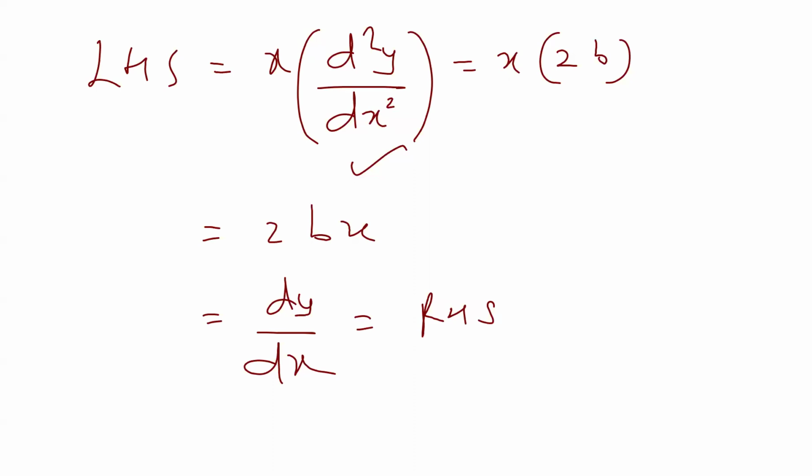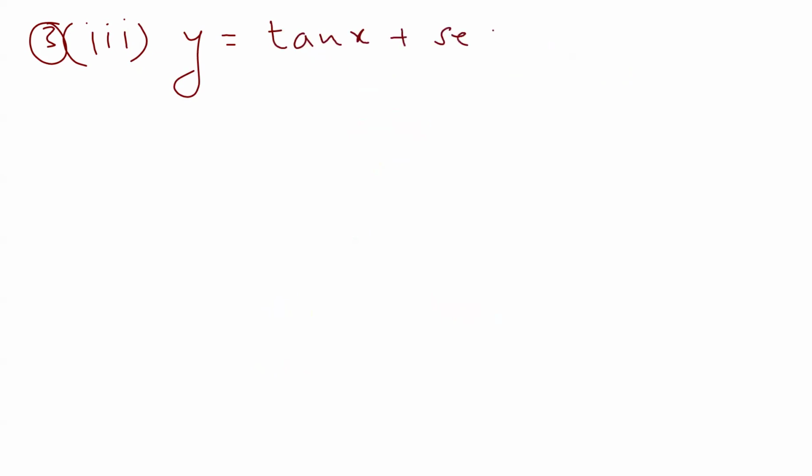So let us start with 3 sub question 3. Okay, just take a look at the problem. y is equal to sec x tan x plus sec x, and we need to prove d square y by dx square is equal to cos x upon (1 minus sin x) the whole square.